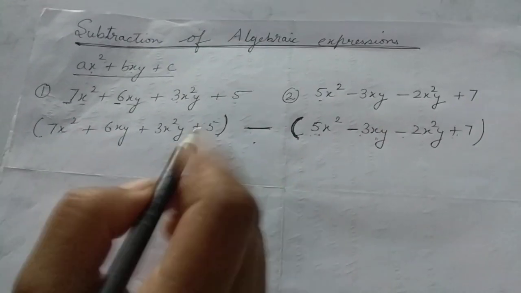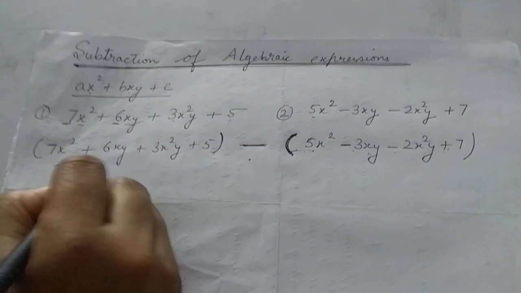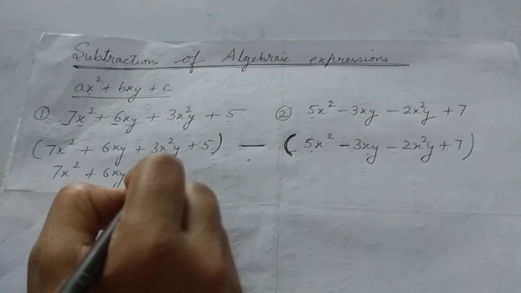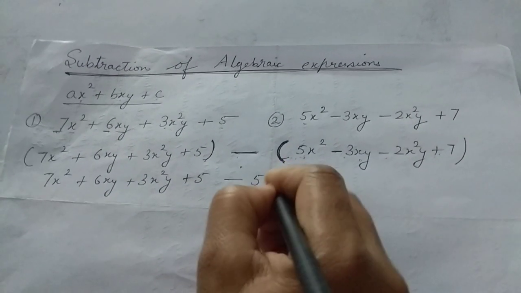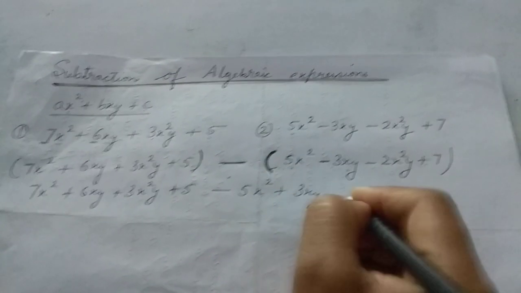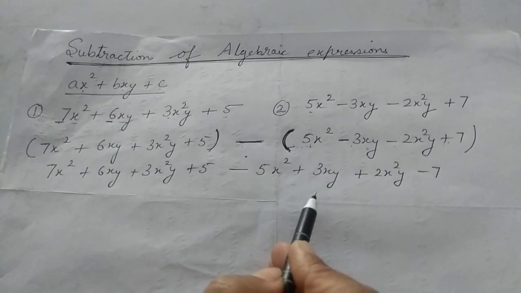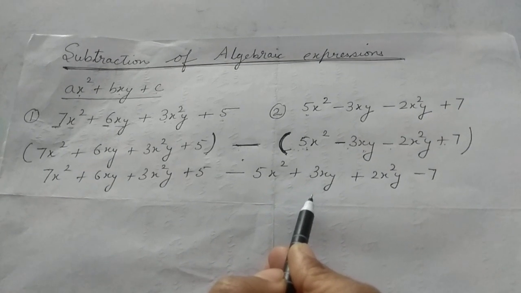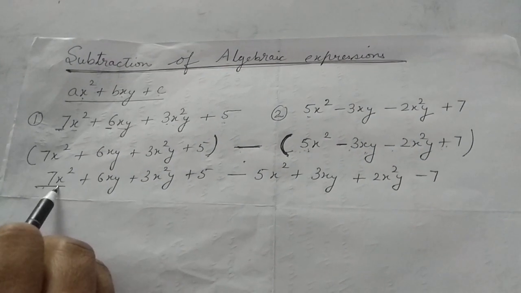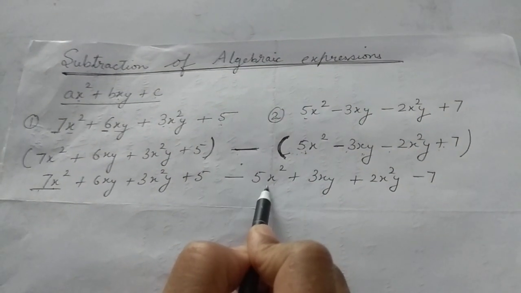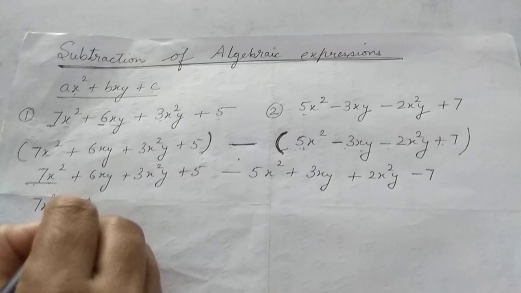So let's do it, and we will write the like terms together. First, open the brackets. Now the sign will reverse. Now we have to write the like terms together. What are like terms? Like terms are the terms whose literal coefficients are same. First term has a literal coefficient x square. This term has a literal coefficient x square. So they will be written together like neighbors.